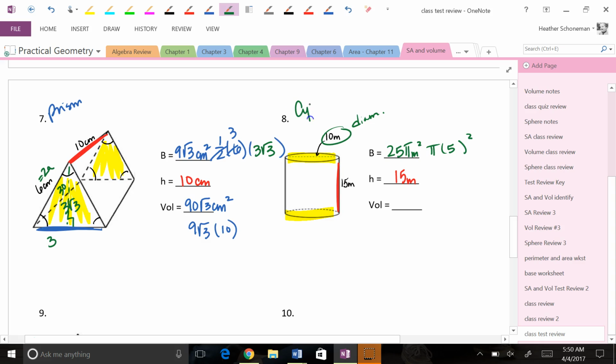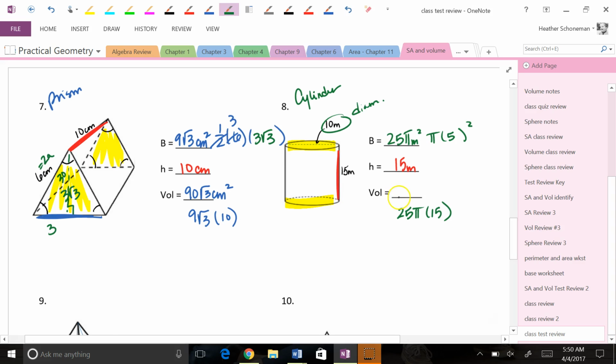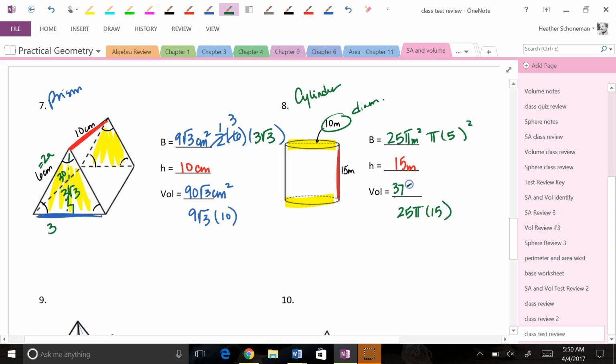So if you look, cylinders and prisms have two bases that are lumped together. They have the same formula. So volume is base times height. So 25 times 15 is 375. So we get 375 pi meters squared.